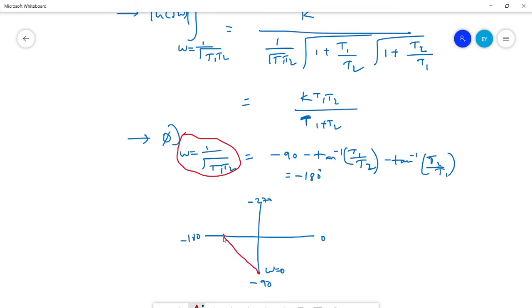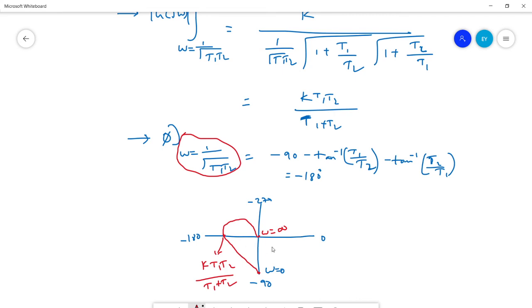At this frequency, the phase angle is minus 180, and the magnitude is K into t1 t2 divided by t1 plus t2. As we increase omega, it tends towards minus 270, at omega equal to infinity. This is how the polar plot looks if you have one pole at the origin. Based on the pole location, the plot will vary.